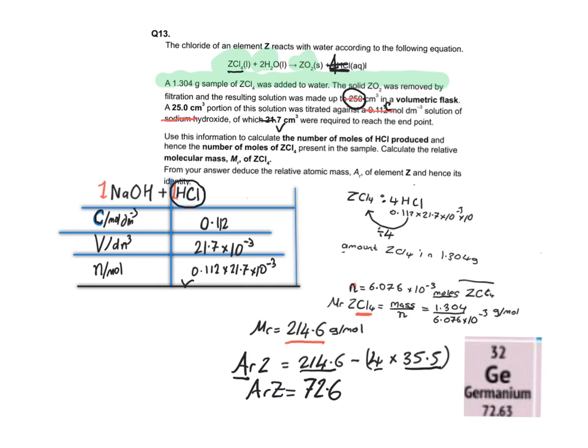There were 4 moles of HCl to 1 mole of your ZCl4. And once you know the moles of your ZCl4, you know that the MR of a compound is simply its mass over moles. Once we got the MR, you could then simply take away 4 moles of chlorine per mole of compound, which leaves you with the relative atomic mass of the element, which we could then identify as germanium.